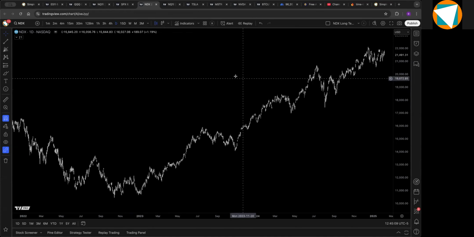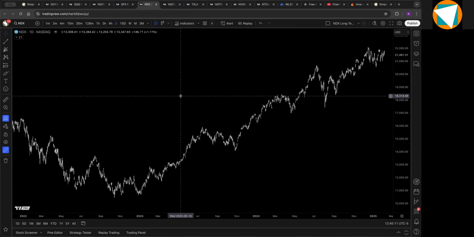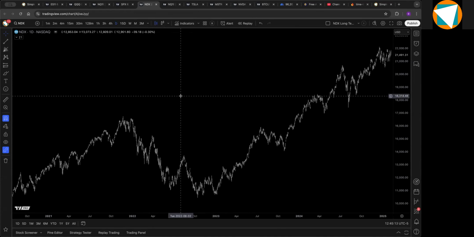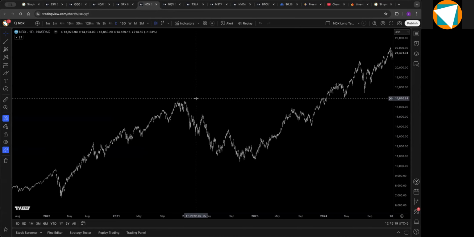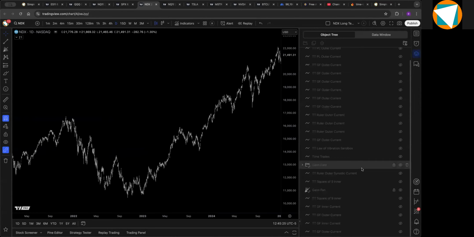And I'm going to show an example that uses Planetary Gann Fans instead of the standard TradingView Gann Fans. And we've switched over to NDX, okay? And I'm going to go through a couple of examples here.